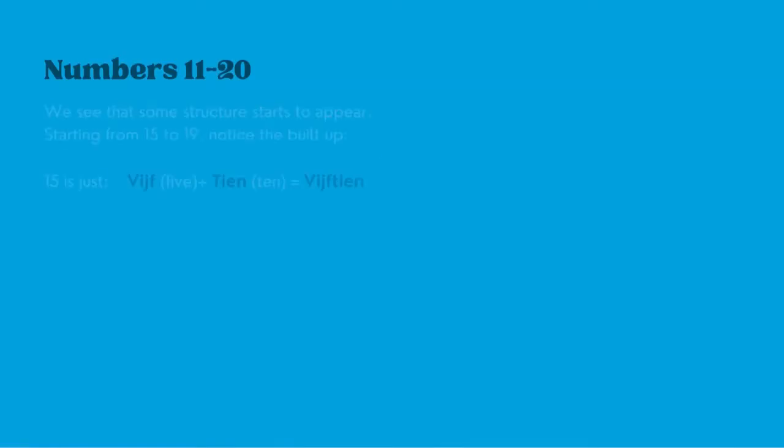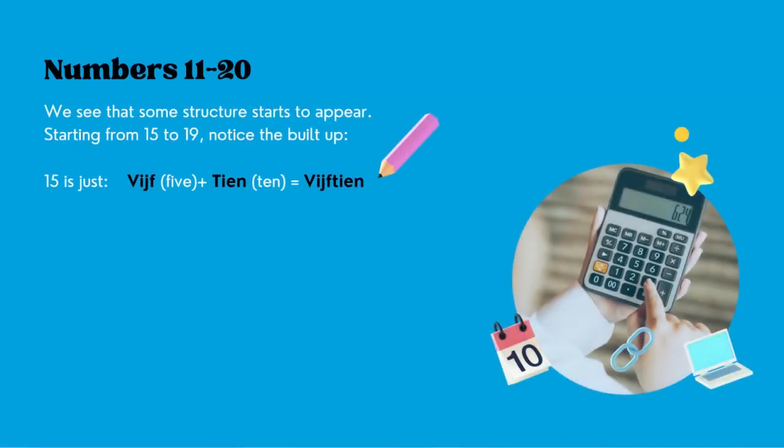And now I want to show you that a structure starts to appear. So if we go above number 14, so we go to number 15, we see that some structure starts to appear, starting from 15 to 19. Notice the build-up. So what we see, 15 is just 5, so you know the number 5, right? Because we learned that before. And plus 10, and 10 we know also is 10. So we take the number 5 and we take the number 10, we put it together, and then suddenly we have the word for 15, and that is vijftien. So that's how we do that from 15 to 19.